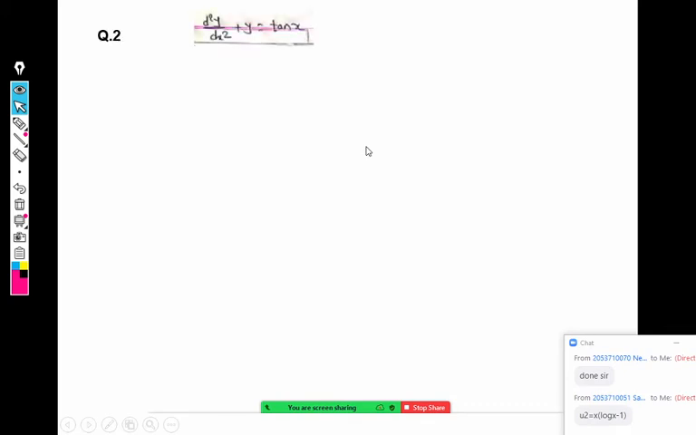d2y by dx square plus y is equal to tan x. So first, you should tell me two things. First is yc and the second thing is the value of W. Do a calculation and you can tell me.